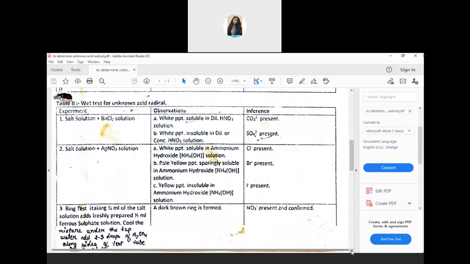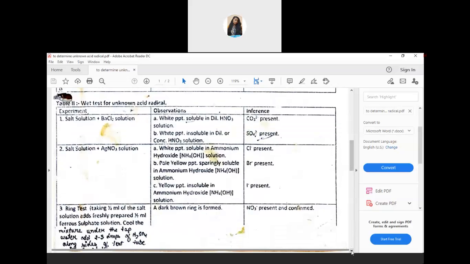Barium chloride as a solution you can find in the laboratory. After adding barium chloride, two observations can be found. What is this? The first one is a white precipitate can be formed, and that precipitate can be soluble in dilute HNO3, nitric acid solution. Got it?